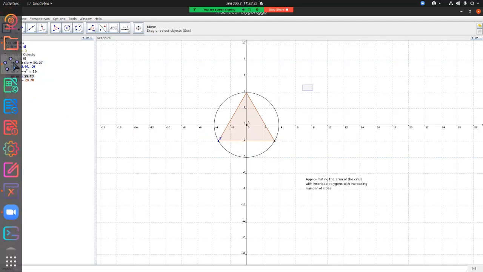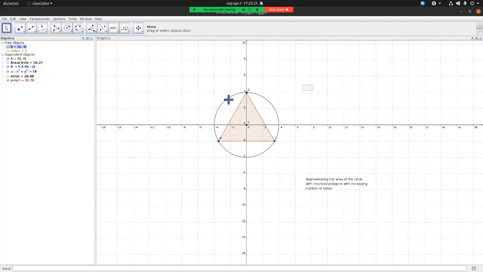When I begin to increase the sides, because here I have 3 sides, it's a triangle, but let's say that now I have 4 sides. Now my error is 18. The area of the circle is 50, my polygon is 38, therefore the error is 12. With more sides to the polygon, the error gets lower and lower. So what is the area?